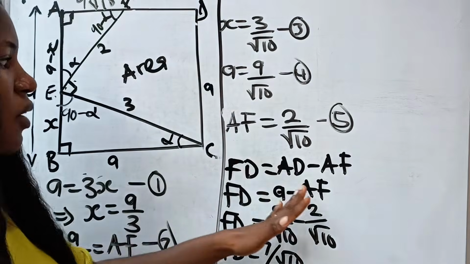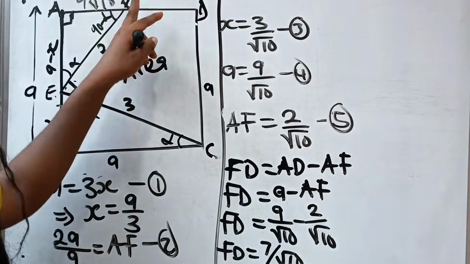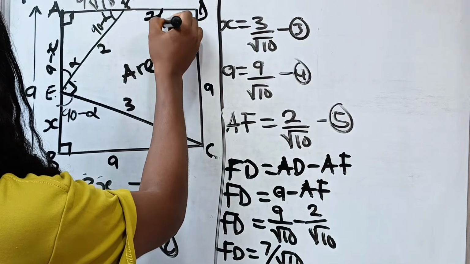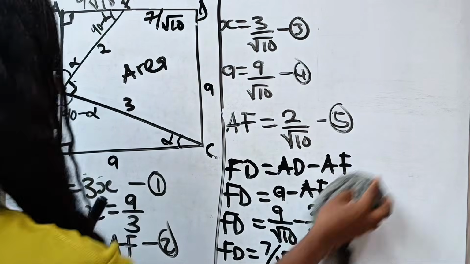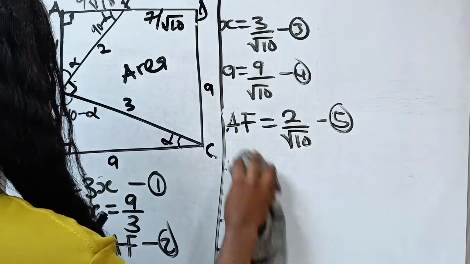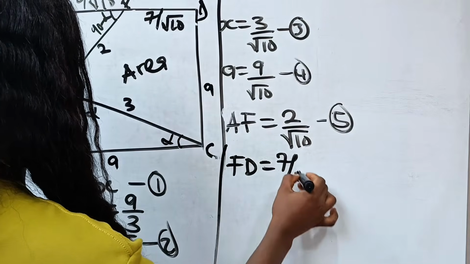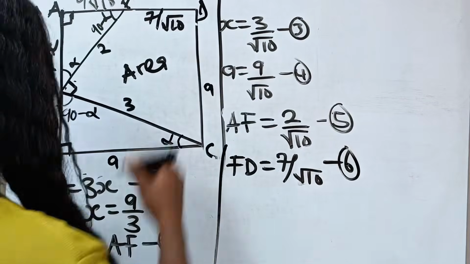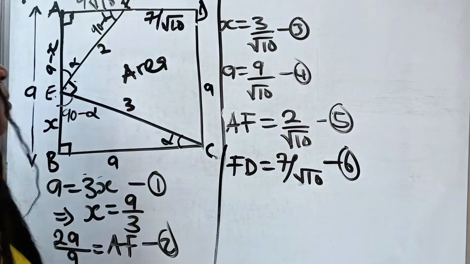Alright, so you are going to permit me to clean this again. I'm trying to manage my board. So that means our FD from here to here is 7 over root 10. Yeah, that is our FD. Alright, so FD is equal to 7 over root 10. Now, I think at this point we have everything we need to get this particular area.